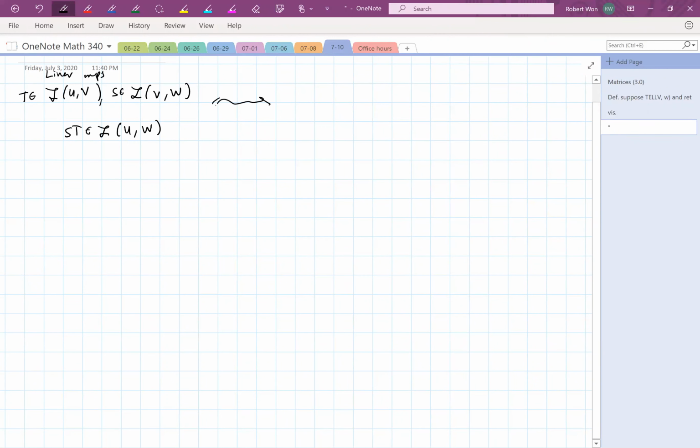What about the matrix side? Well, you can take the matrix of t. I need to tell you what dimensions these things are. Let's say that the dimension of v is n, that was from before. The dimension of w is m, and the dimension of u is p. And we have some fixed bases for these.